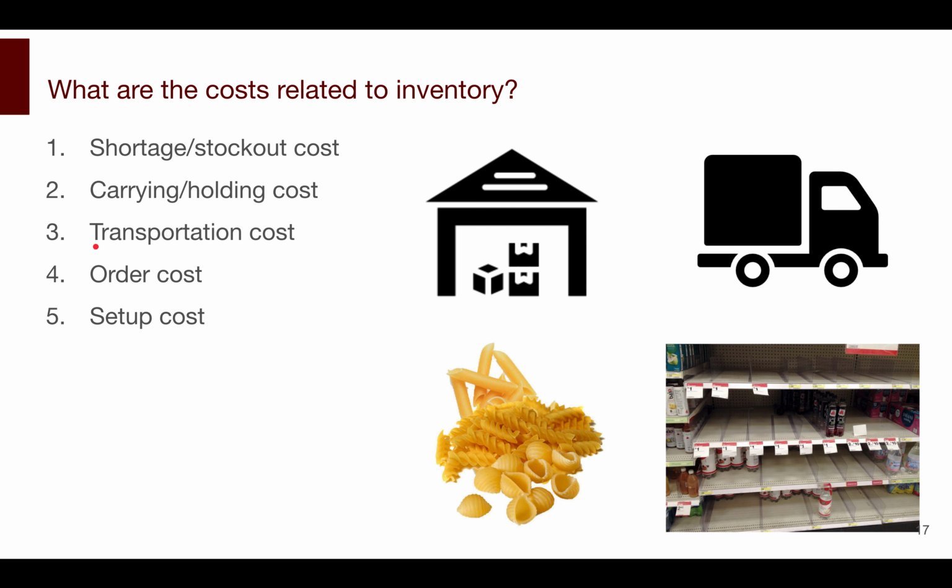There's also transportation costs. So when you transport your goods between facilities or deliver goods to retailers, that's transportation cost. There may be order costs when you order things from your suppliers, and there could be setup costs. This is more in the context of manufacturing. So for example, different shapes of pasta require different baking temperatures. So when you've manufactured this type of pasta and want to switch to this one, you need to leave the oven idle for some time to adjust the temperature.